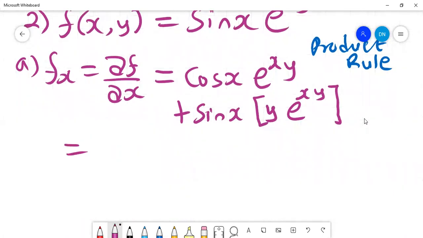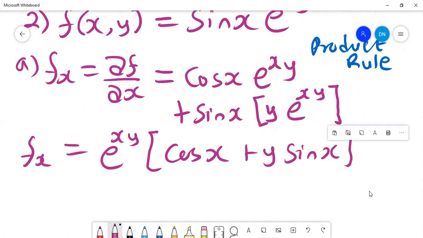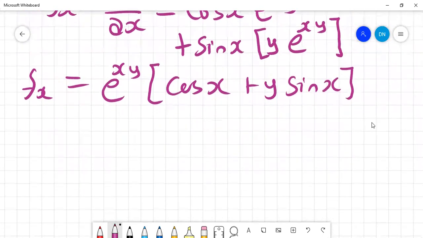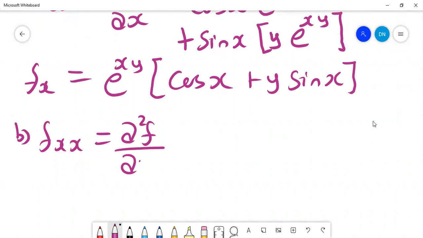So I can rewrite it as e to the power xy, cos x plus y sine x. That is the first partial derivative with respect to x. Now, I can do the same for f of xx, which is d squared f over dx squared.